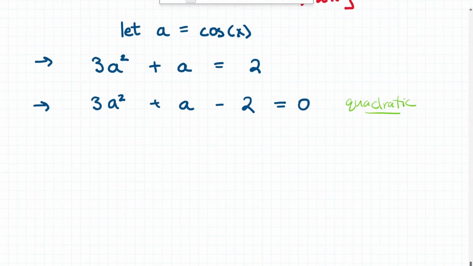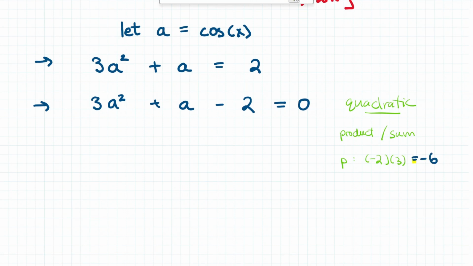For this one, we can use the product-sum rule in order to solve this. In this case, our product is going to be -2 multiplied by 3. Where did I get those numbers from? I took my constant multiplied by my leading coefficient. So 3 times -2 gives me, whoops, wrong color. That gives me -6.